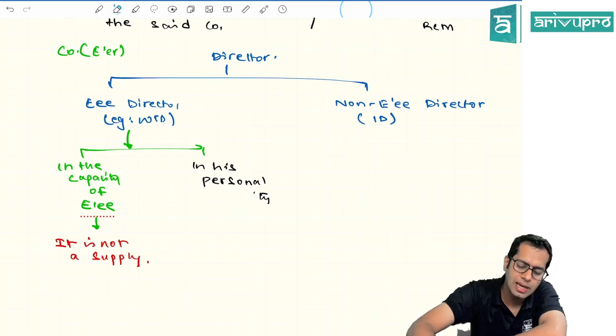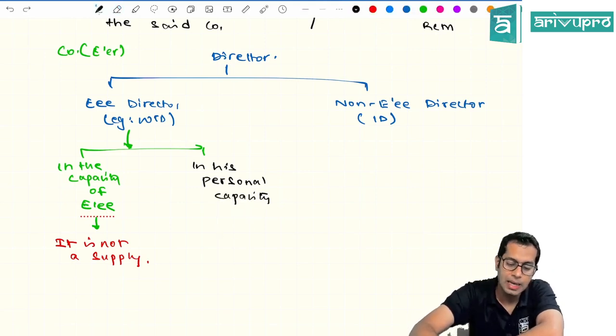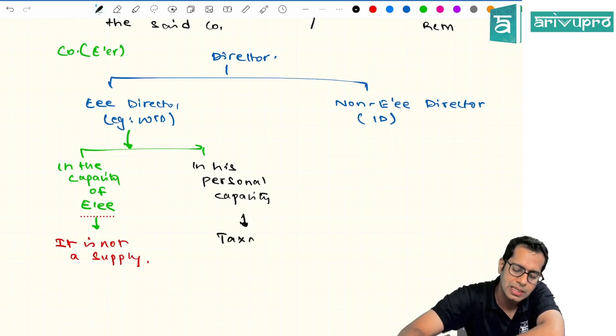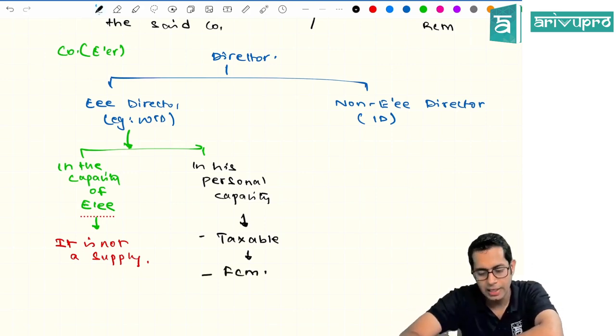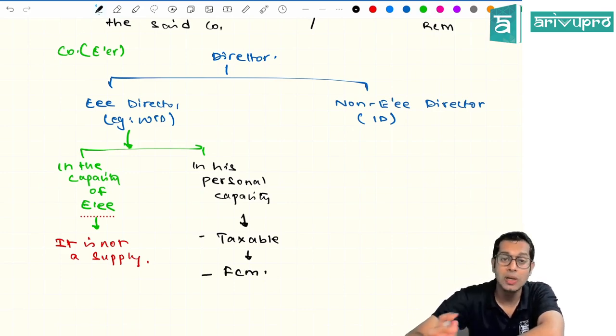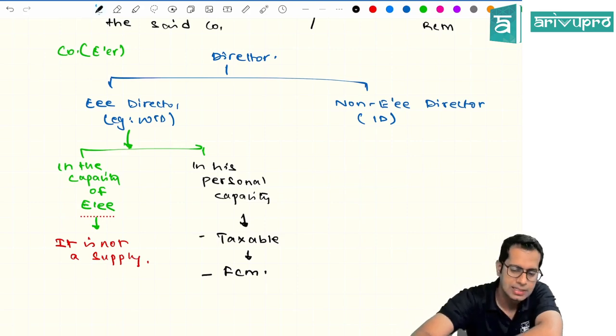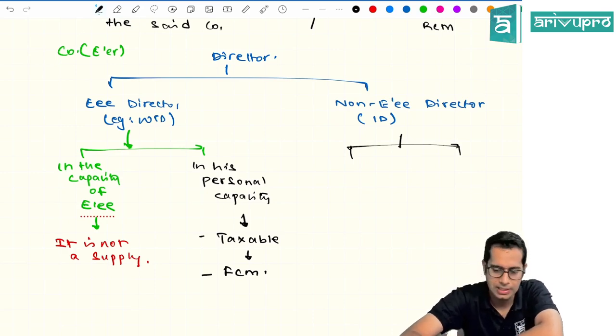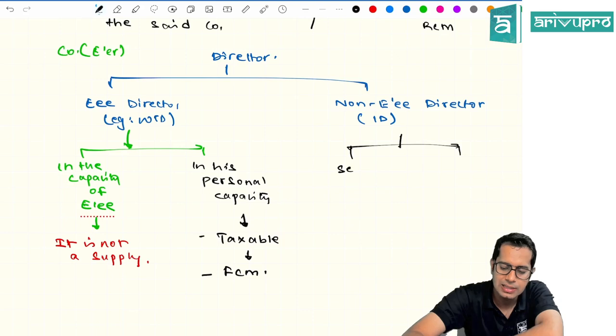So if any services are given by an employee director to the company in his personal capacity, that is taxable. And sir, is it taxable under reverse charge? No, this will be taxable under forward charge. Why? Because it is given in his personal capacity. Similarly, a non-employee director also can give services in two capacities. One, services as a director of the company.